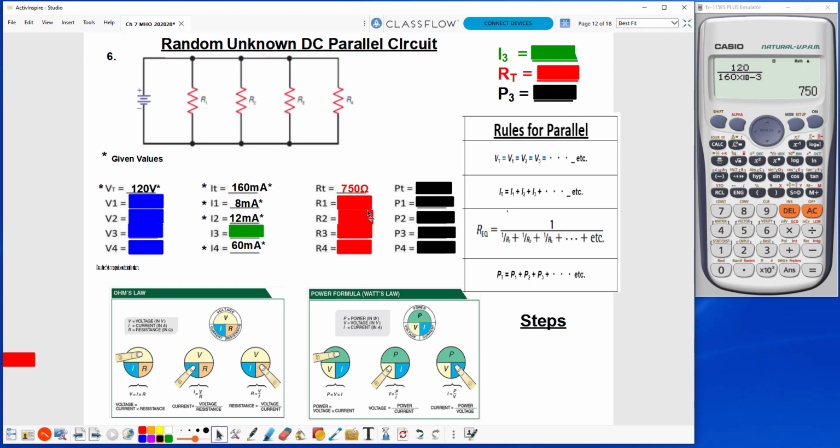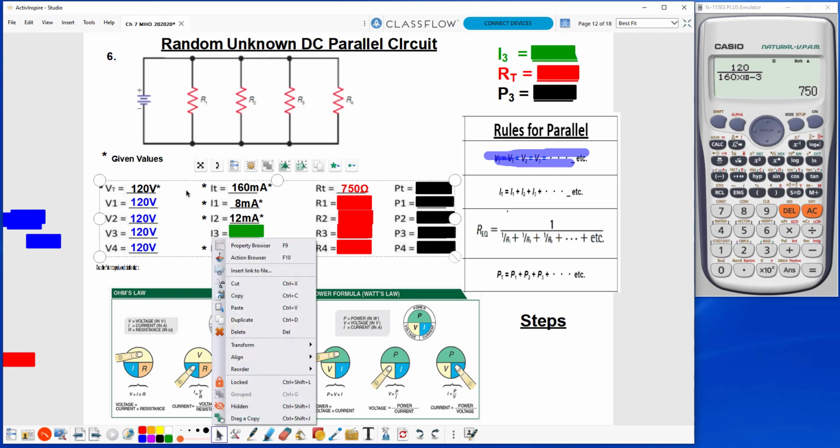All right, I can't do this one. I don't have I3. Okay, but if I remember my formula sheet well, and I remember that voltage stays the same in parallel, I would understand that all I have to do is uncover these. Now we've got volts all the way down.